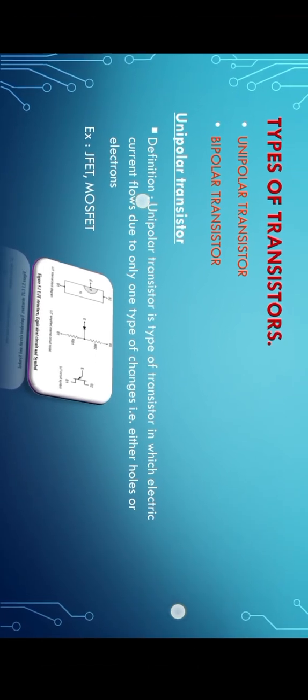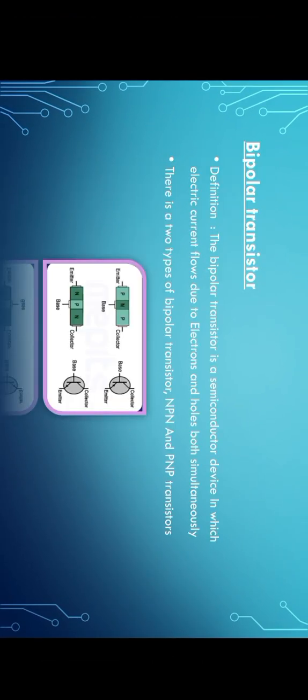Next is the bipolar transistor. A bipolar transistor is a semiconductor device in which electric current flows due to both electrons and holes simultaneously. There are two types of bipolar transistors: NPN and PNP transistors. We can see the bipolar transistor diagram here.